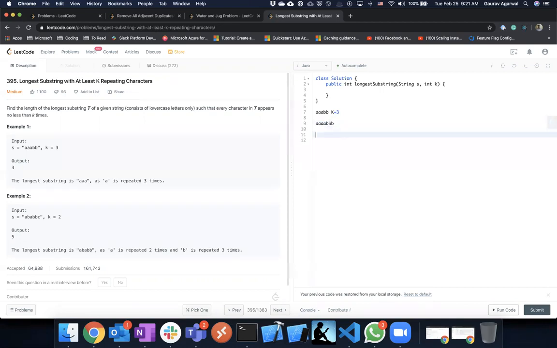What about ABABAB? In this scenario, what's the count of A? 3. And count of B? 3. Yeah, it's also 3. So the answer is 6. Because the question says we just need to count the characters if they repeat at least k times. They don't need to be adjacent, they can be anywhere in the string.